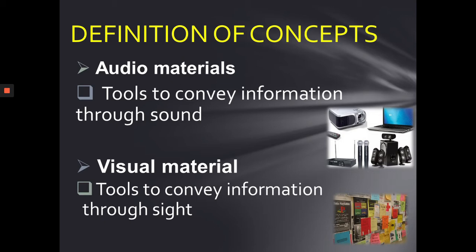Second is visual material. Visual materials are tools to convey information through sight. Visual materials, also categorized as fine art, are documentary records of things that can be easily understood by observing the visual aspect. For example, chart, maps, book, model, textbook, flashcards, and printed materials.